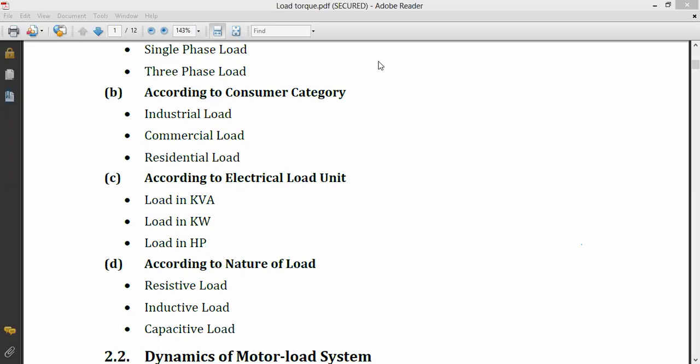The fourth one and the last one is according to the nature of load. We all know in electrical, there are 3 types of elements available. One is called resistance, another is called inductance, and third is called capacitance. So accordingly, we have a resistive load, we have a capacitive load, and we have an inductive load.